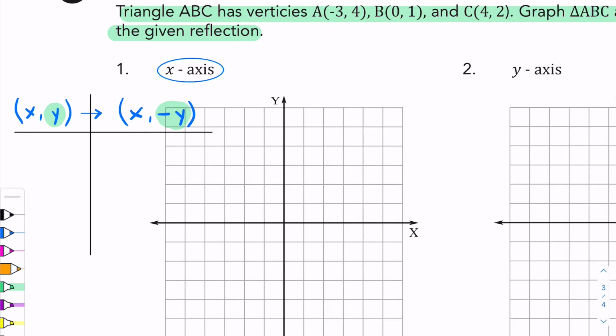All right, I'm going to do each point individually. That's what you want to do so you don't make any mistakes. First, I'm going to graph my image. Point A is at negative 3, 4. Point B is at 0, 1. Point C is at 4, 2.